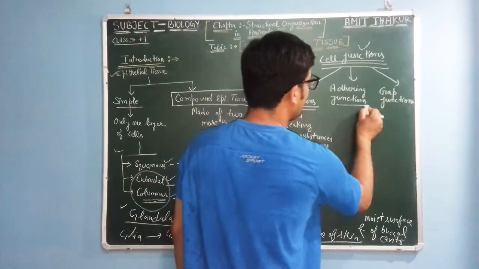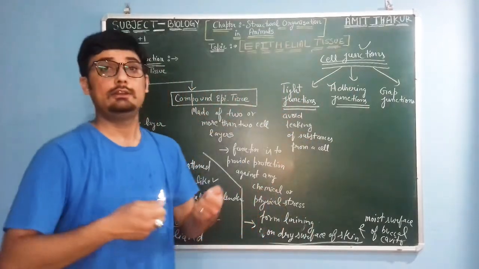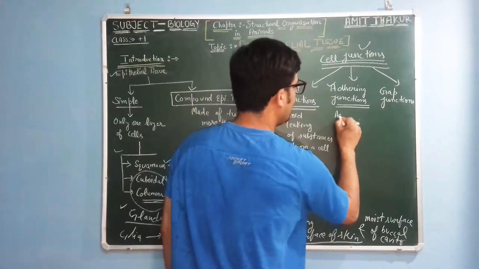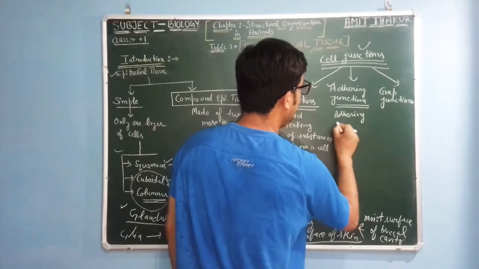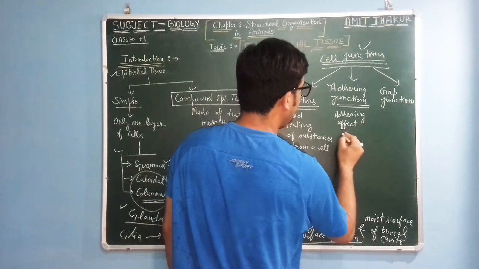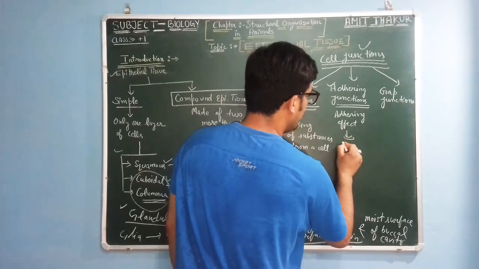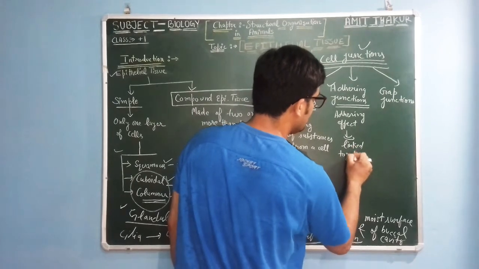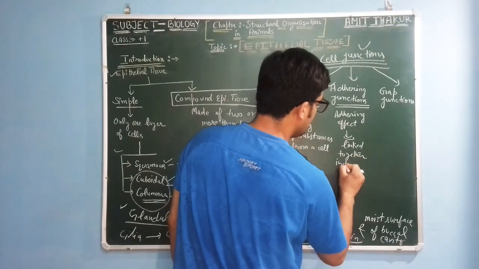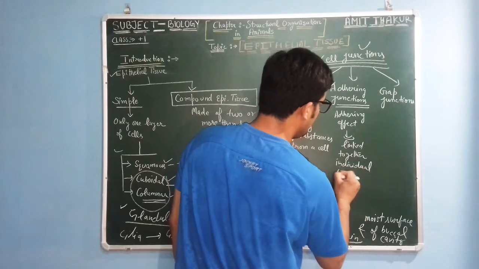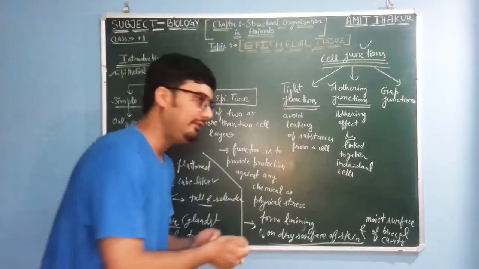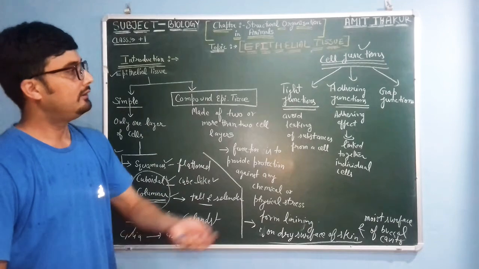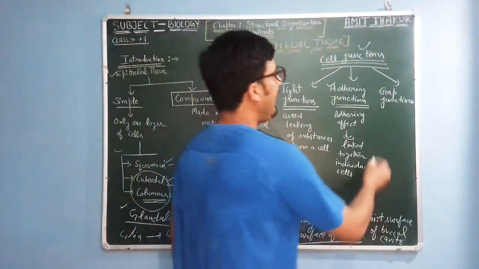Adhering junctions, जैसे इसका नाम है adhering, चिपके रखना, चीजों को चिपका के रखना आपस में, जोड़ के रखना. So adhering effect, that means linked together इंडिविजुअल सेल्स, जो इंडिविजुअल सेल्स है, जो क्लस्टर ऑफ सेल्स है या वो टिश्यू है, उनको आपस में जोड़ के रखना. एडहेरिंग जंक्शंस. देन गैप जंक्शंस.